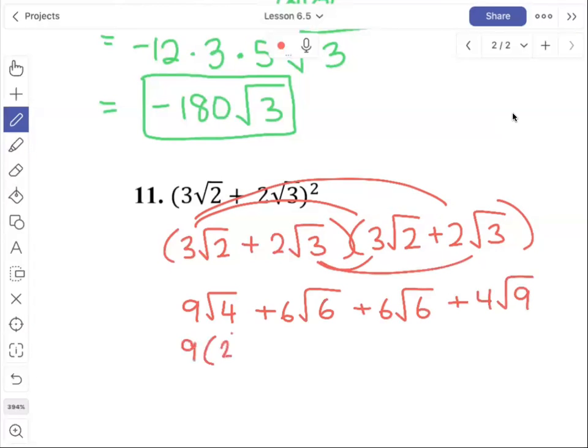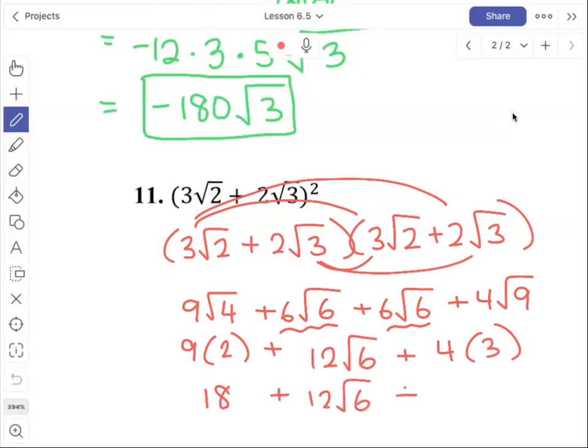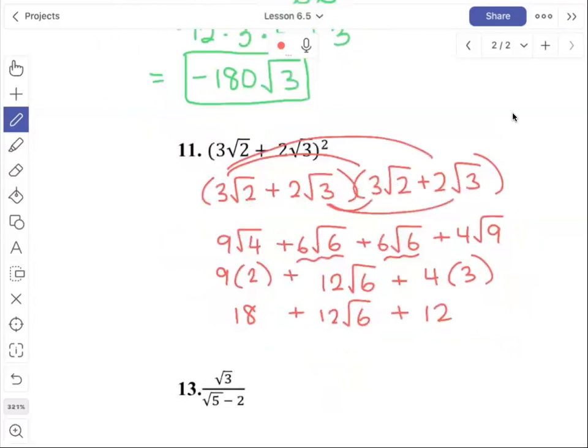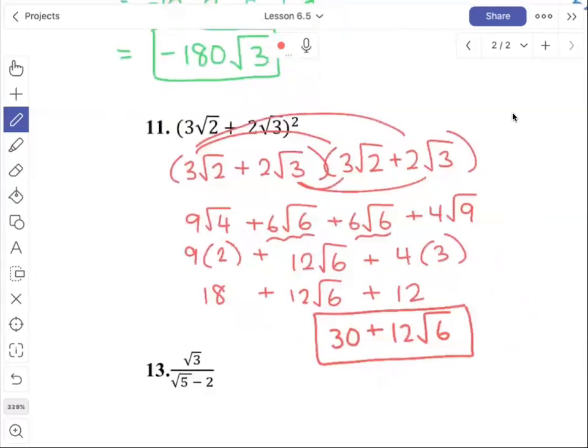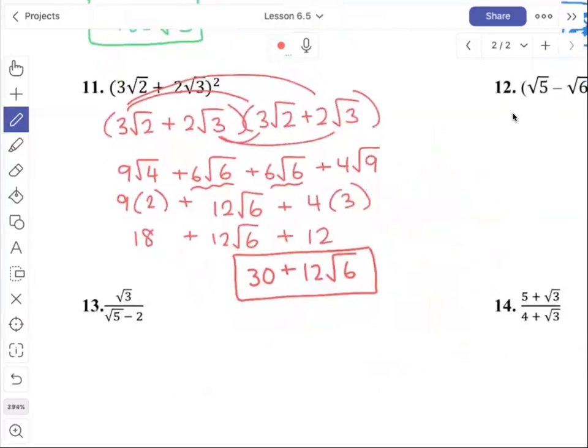This is 9 times 2. Plus these two I can combine to be 12 rad 6. And this is 4 times 3. All right, so simplify that down and I get 30 plus 12 rad 6. All right, and that's how you would simplify that.